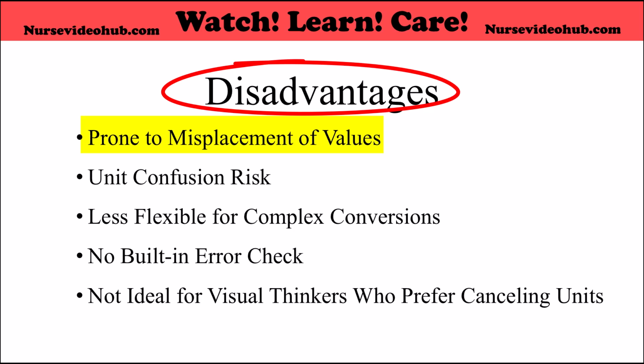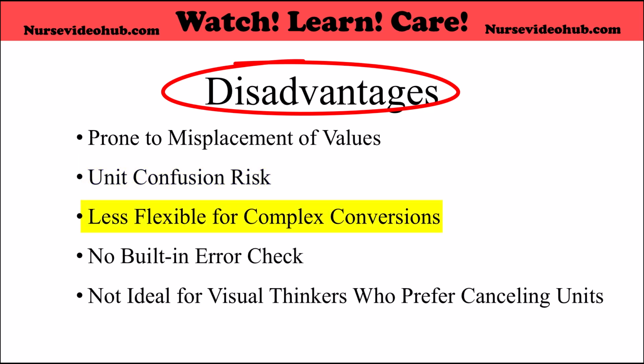If you mix up the ratio, placing the dose ordered and the dose on hand in the wrong spots, you can get the wrong answer, even if the math is correct. Number two, there's a risk for unit confusion. You need to manually ensure all units match. It doesn't enforce unit cancellation like dimensional analysis does.